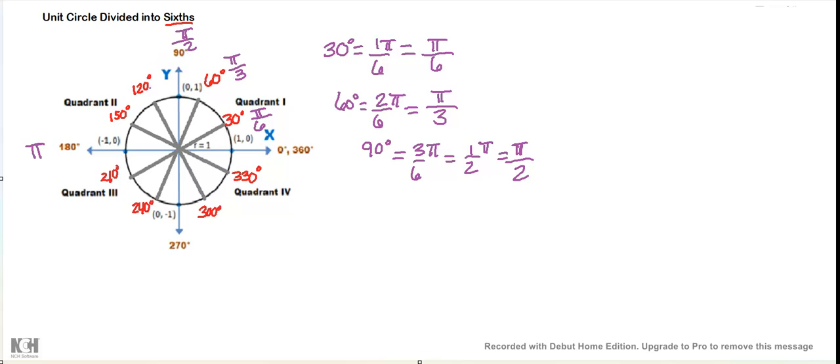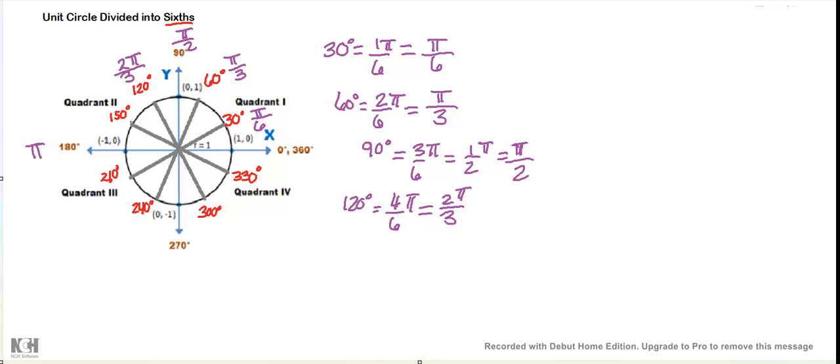Right, we continue on, adding another 30 degrees there gives us 120 degrees. This one was 3/6, so now we're up to 4/6. I think I'm gonna stop saying sixths and just say it, get 4 of them. So that one reduces down to 2/3, right? So we'll mark that one here. It's 2/3 pi.